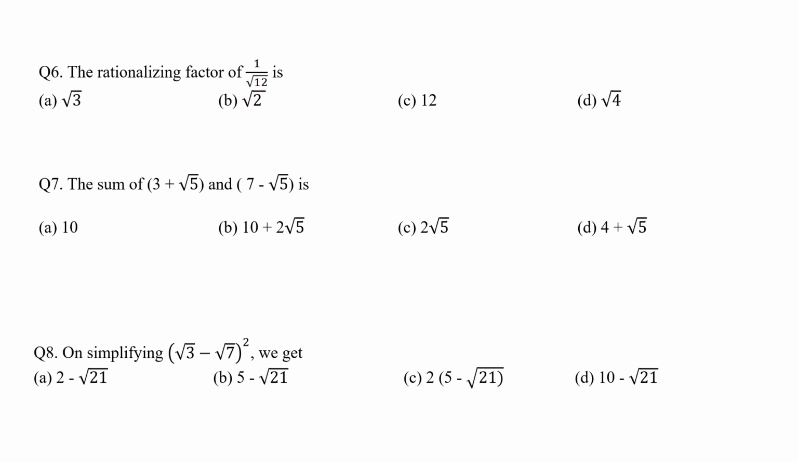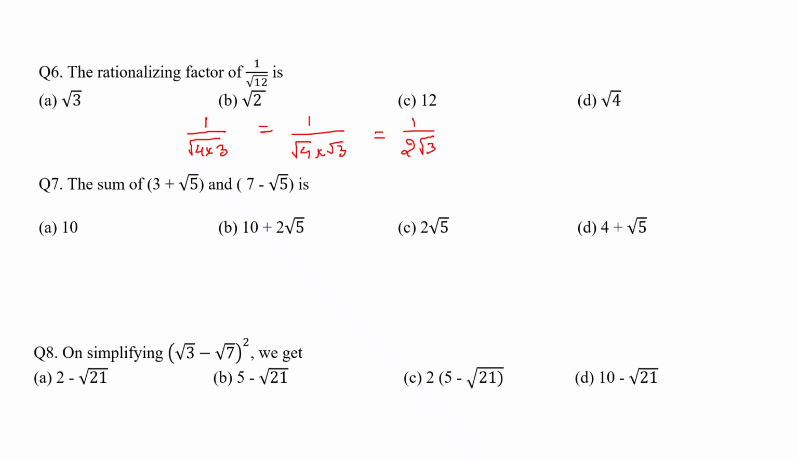Now root 12, first of all, you can further factorize it. So root 12 I can write as 4 into 3, isn't it? And this further can be split as root 4 into root 3. Now root 4 is 2. So now in the simplified form, it is 2 root 3.